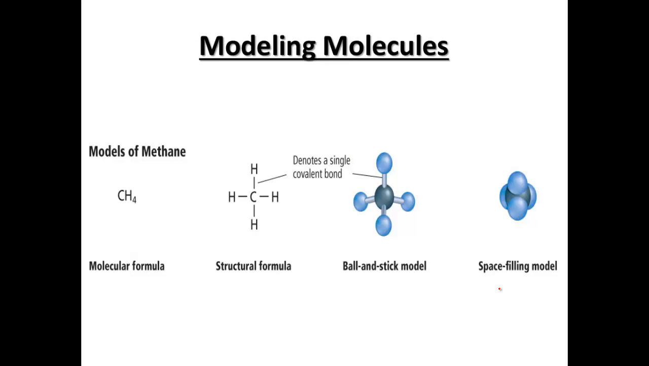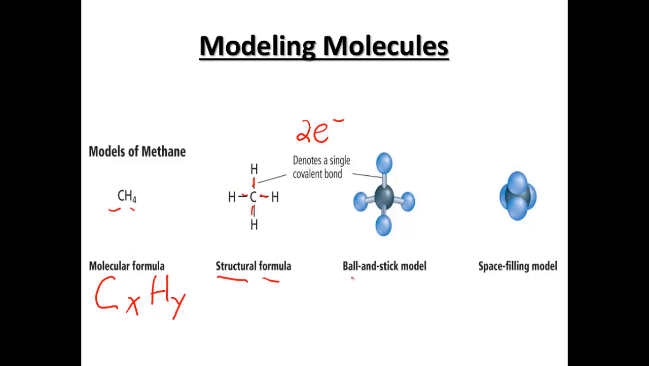When we look at different models for organic chemistry, there are some basic ones. Our molecular formula is just how many carbons to how many hydrogens we have, like for methane, 1 carbon to 4 hydrogens. Our structural formula is when we have the elements drawn out and our single bonds denoted. And remember, a single bond is 2 electrons being shared, 1 from each atom.